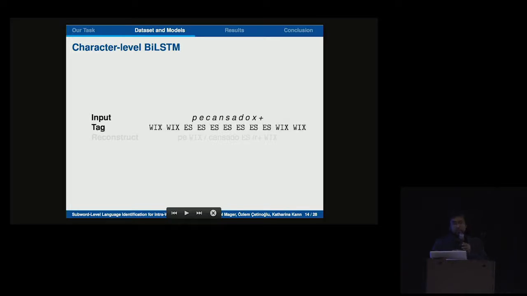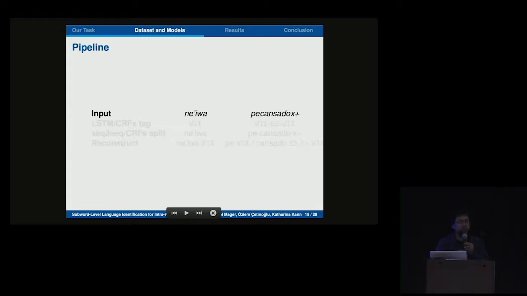Okay, for the character-level biLSTM, we have a character-based input. Each token of the input is a character. And then we try to predict the language of each of the characters. And after that, if we find that one single word contains more than one predicted language, we can reconstruct it as a mixed token. In this case, with this configuration.